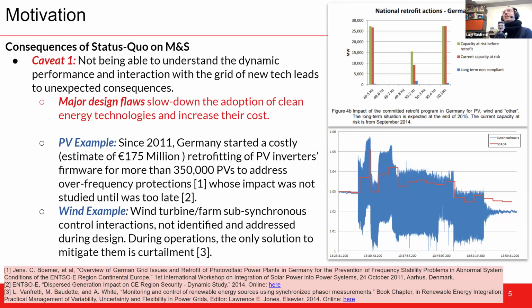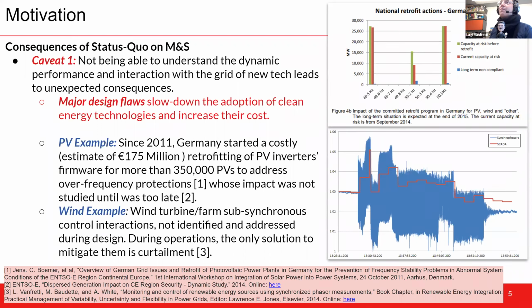So what can happen if we just keep continuing doing what we do? First, we will be unable to understand the dynamic performance and interaction with the grid of the new technologies, and we will have unexpected and costly consequences. This will lead for sure to major design flaws. And that will really slow down the adoption of clean energy technologies and ultimately increase their cost. Because if we have problems, then there are going to be more questions, and it's going to slow down the process to get them interconnected.